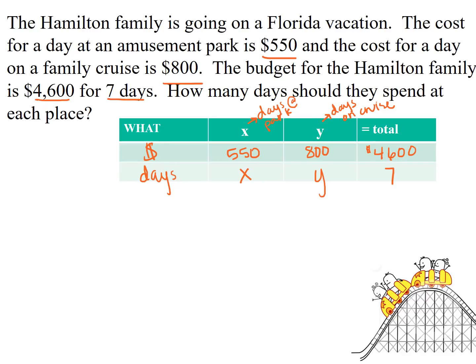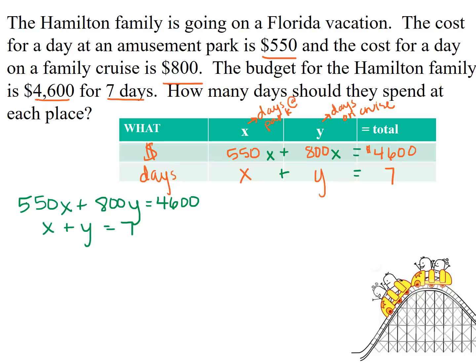So again, once we have this, we can attach those variables for the ones we don't have, put those plus signs between there, and then pull out the two equations. So I'm going to get 550x plus 800y equals 4,600. The other equation I have is x plus y equals 7. So again, I'm going to use elimination, but you can use substitution if you prefer.